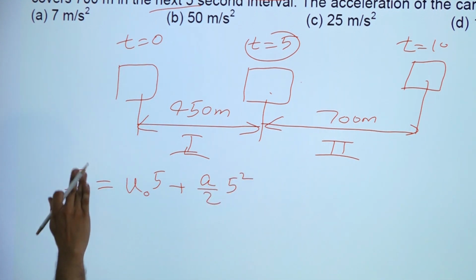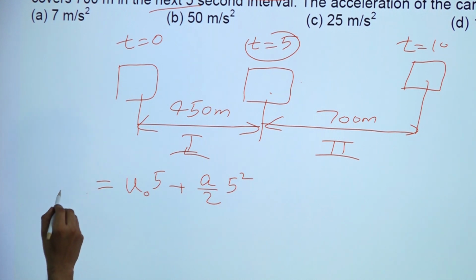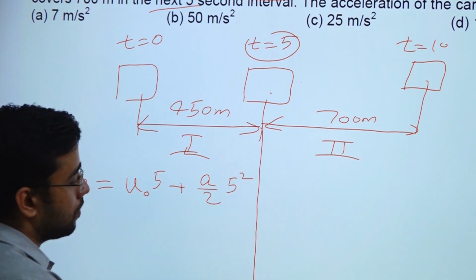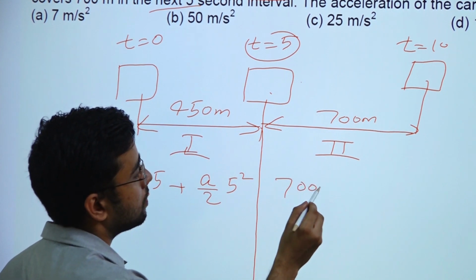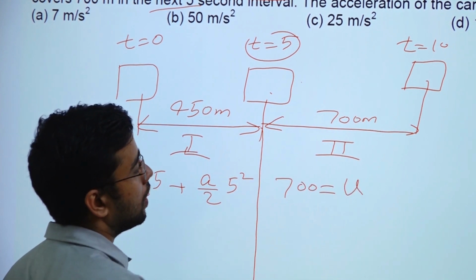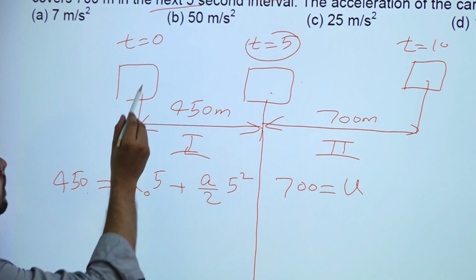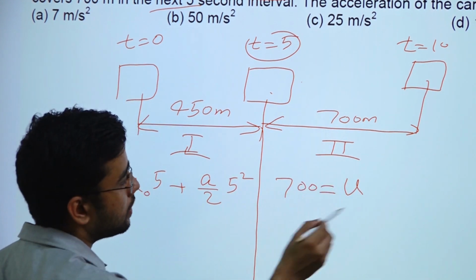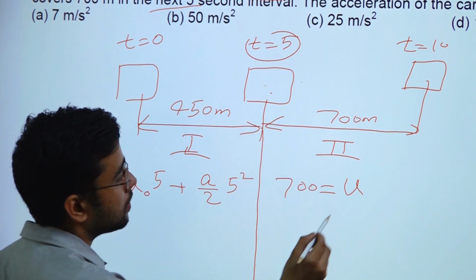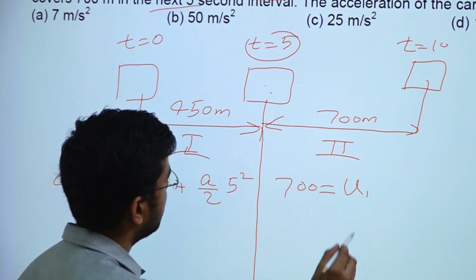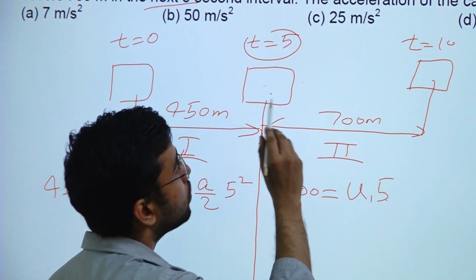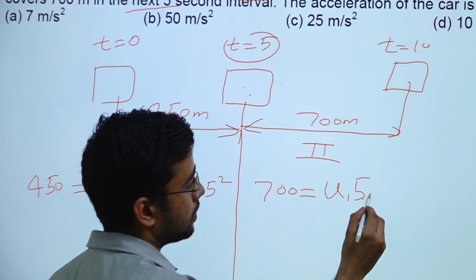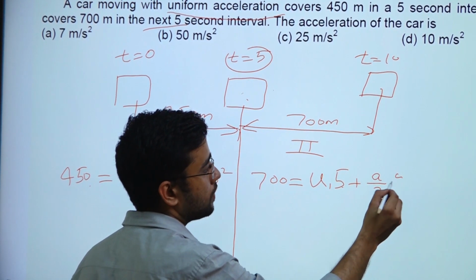Five square, right? And S1 with 450, right? Now we will solve it for this, right? 700 is equal to... now u0 is the initial velocity here. Now for this, the initial velocity will be at this point, right? So we can call it u1, right? T will be 5 again, because from here to here it is taking 5 seconds. Plus a by 2, 5 square.